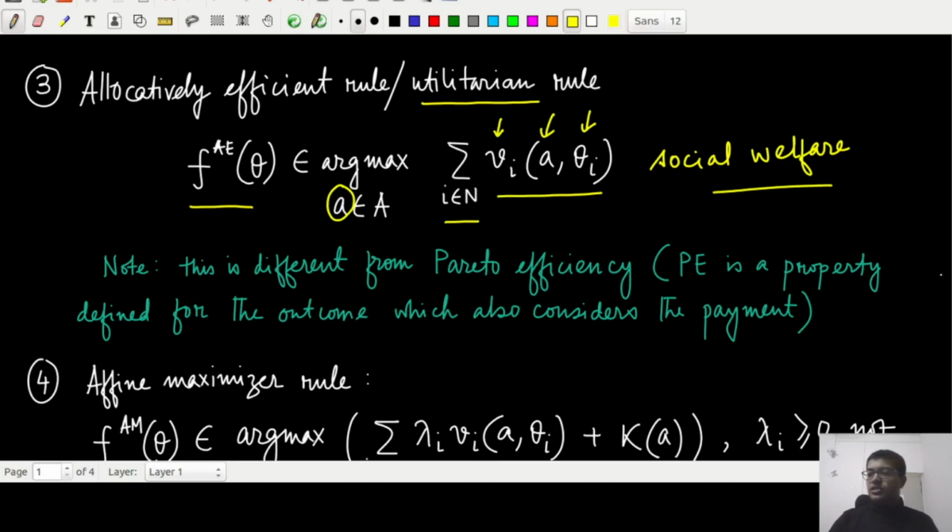Now I should mention that this is different from Pareto efficiency, because Pareto efficiency is a property that is defined over the outcome, and this also considers the payment. But here we are not looking at the payment, we are just looking at the allocation, and therefore these two things are different, even though we will see that we can actually relate these two things.